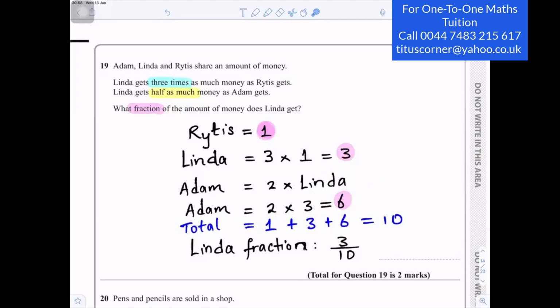Now you add them all to get the total. Righties gets 1. Linda gets 3 times that, which is 3, and Adam gets 2 times Linda. 2 times 3 is 6. So we add 1 plus 3 plus 6. That gives you 10. So Linda's fraction is what Linda gets divided by the total. So fraction is part divided by whole. What's the part for Linda? It is 3. The whole, the total, is 10. So that gives you the fraction.